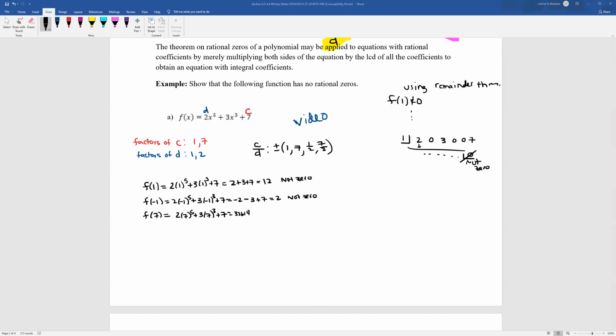And then we have 7 to the 3rd. So 7 to the 3rd, that's 343 times 3. That's 1,029. Just using my calculator for that. And then plus 7. Yeah, I don't even need to add all that together. Not 0. It's all positive. It's just going to get super huge. Then I would apply negative 7 in.